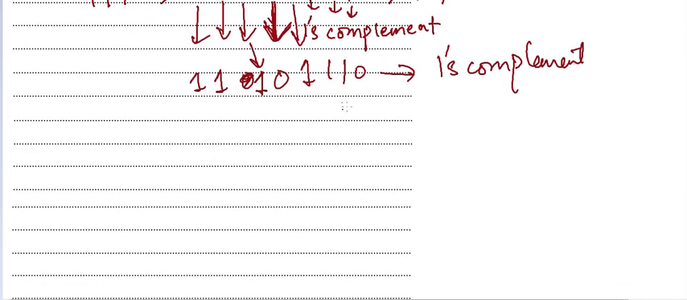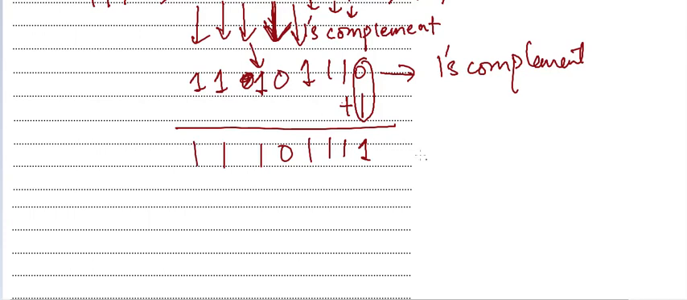What we can do is we can add 1 to this value to give us the 2's complement. 1 plus 0 is going to give us 1, and we're going to copy the rest of the value 1 1 0 1 1 1. So this is minus 17 in 2's complement form.